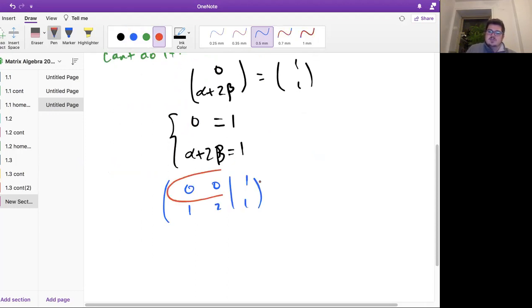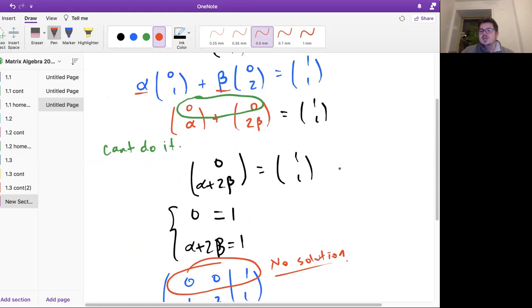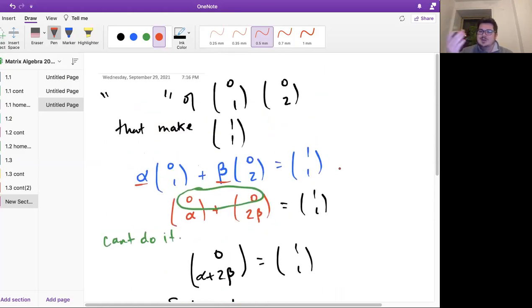And this is a no-no. That means no solution. Yep, so you can't do it. And again, you don't have to go through the process of that. You can just say quite clearly why this is impossible.